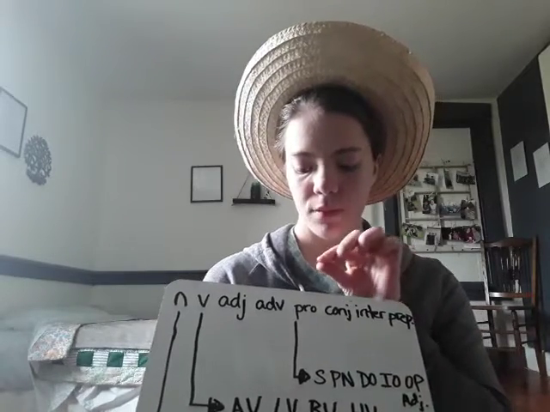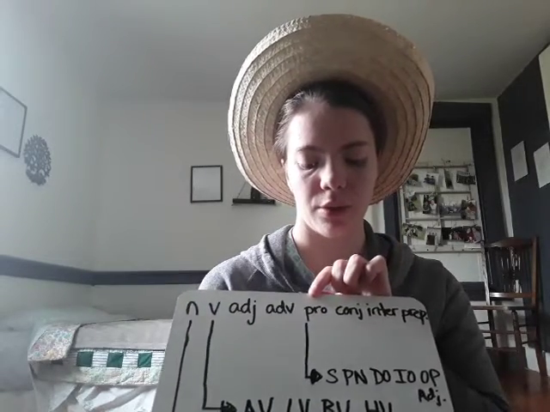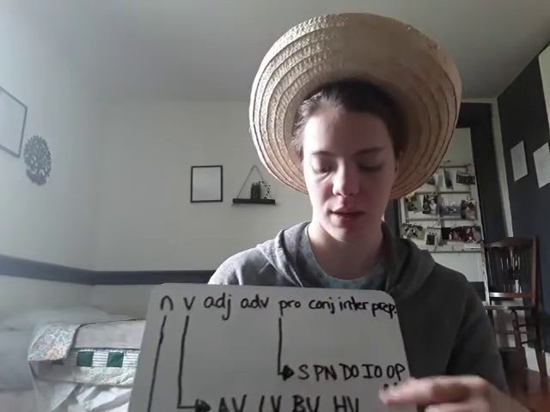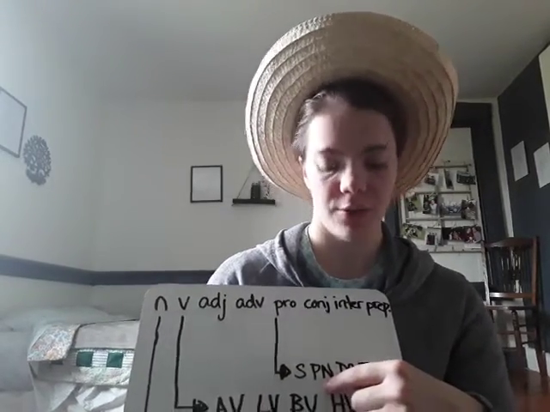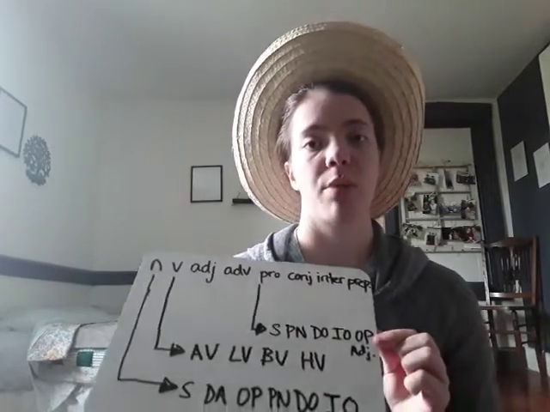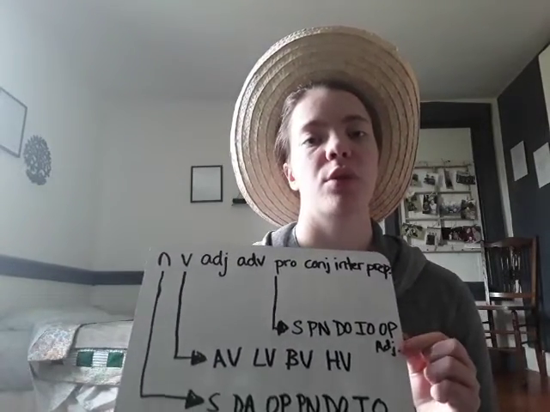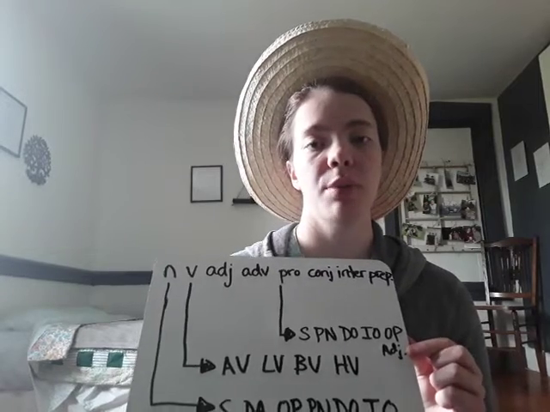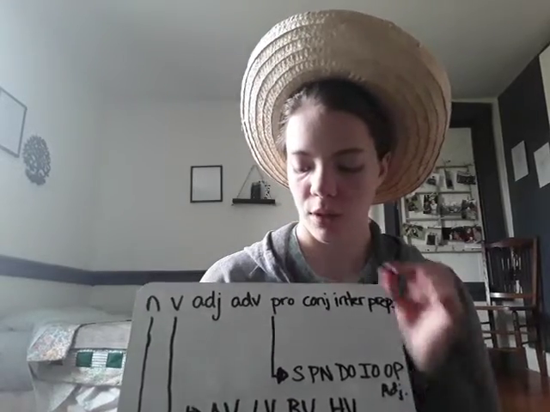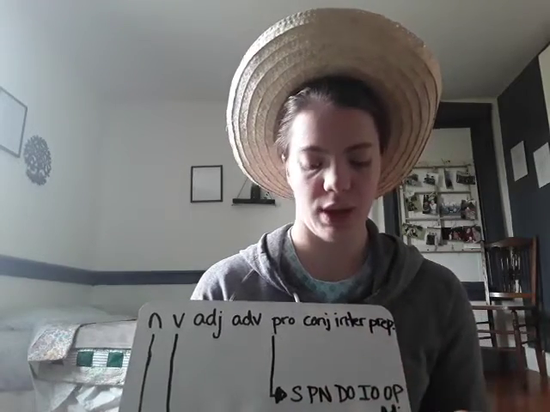All right? And the third part of speech that has different functions would be the pronoun. Okay? So a pronoun can be used as the subject of the sentence. It can be used as a predicate nominative. It can be used as a direct object, an indirect object, an object of the preposition, or even sometimes as an adjective. Okay? Possessive pronouns, or pronouns that show ownership, are adjectives. Okay? So the part of speech might be a pronoun, but it can be used different ways in the sentence.